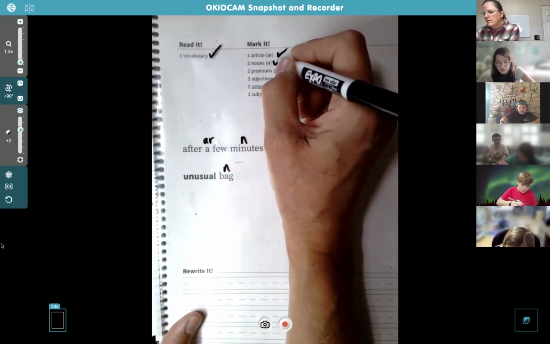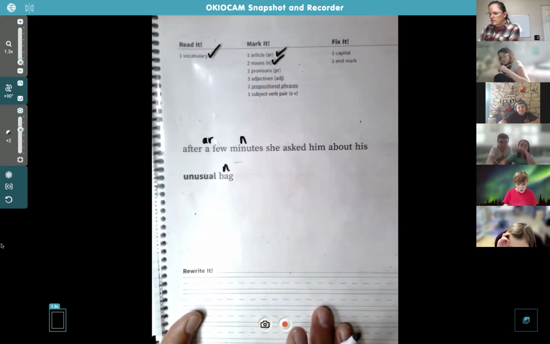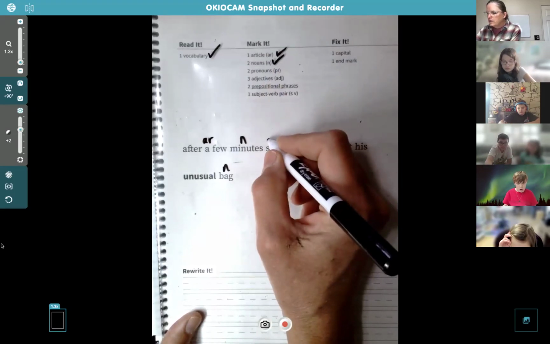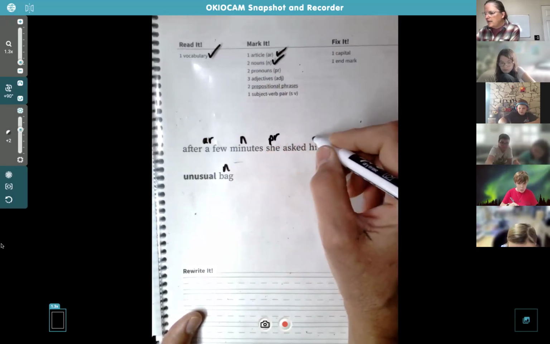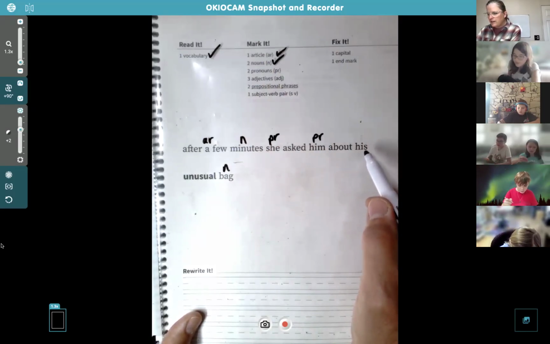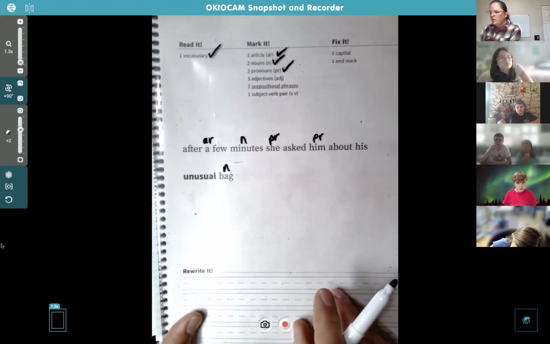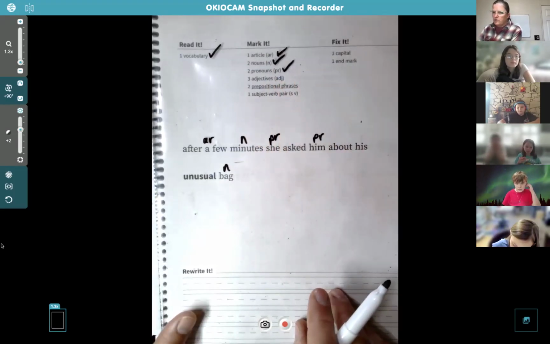Good. All right. And then there's two pronouns, Weston. Where are the pronouns? She and him. Good. She and him. I'm glad you didn't say his, because that's functioning as something else. Sometimes it is a pronoun, but it's going to function as something else. So, how about Joanna? Where are the adjectives that describe some of these nouns?